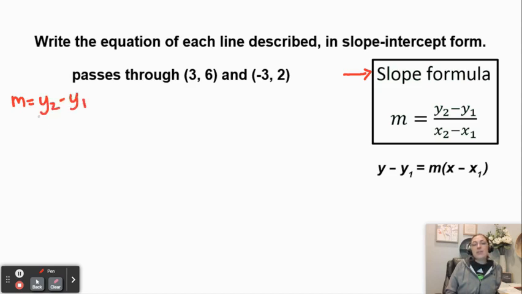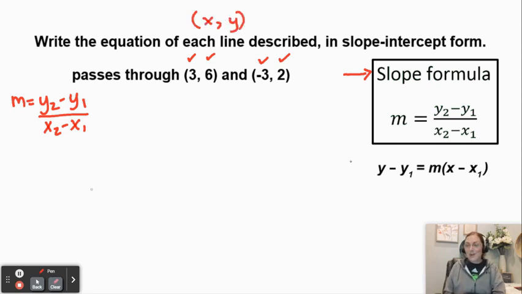Now, if we review the slope formula, we know that those ones and little twos there just mean first and second. So this formula says that m, the slope, equals the second y minus the first y divided by the second x minus the first x. And where are these x's and y's coming from? The points that we are given. All right, remember in algebra, it comes in alphabetical order. So we have x and then y.